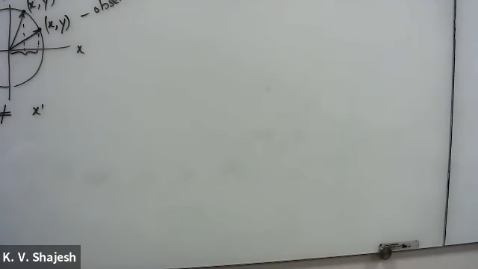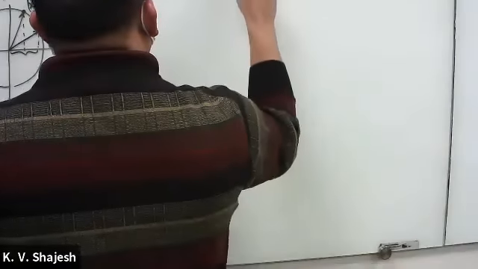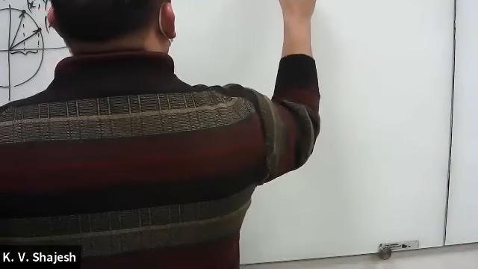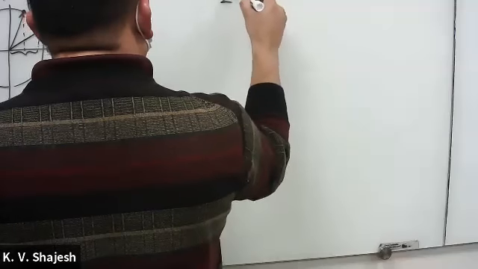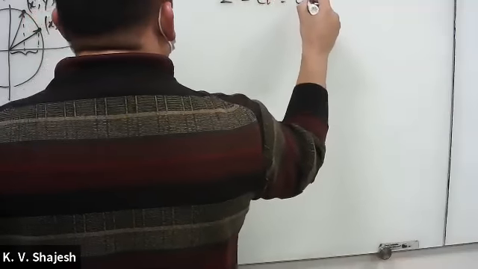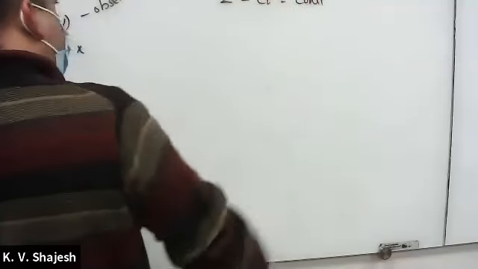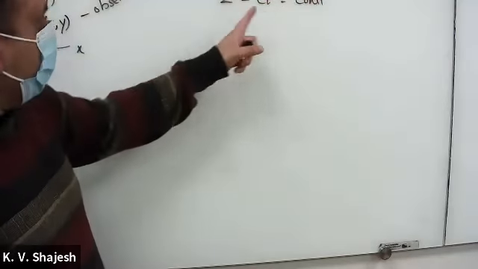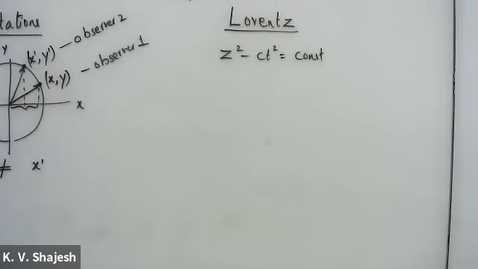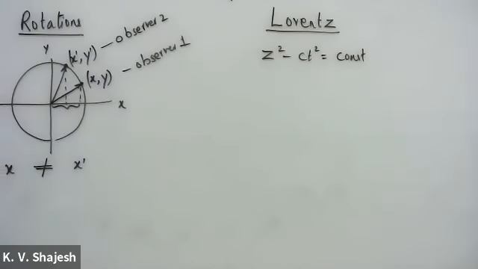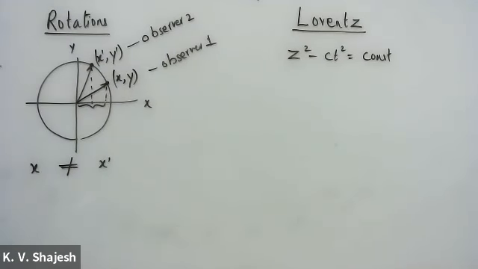Same thing now. In the Lorentz transformation, what is invariant is Z squared minus c squared t squared, which is a constant. Look for the constant, not Z, not time. If you measure position, oops, it's not on the screen. Was I showing the right way? Probably it was not visible. Okay, sorry about that.